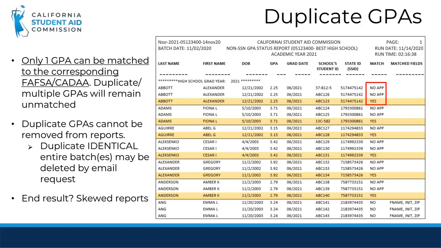be this clean. Duplicate GPAs cannot be removed from reports unless the school requests to have duplicate identical batches deleted. To request this, schools can email school support at csac.ca.gov with the batch numbers. Please use care when uploading GPAs to prevent errors like this.